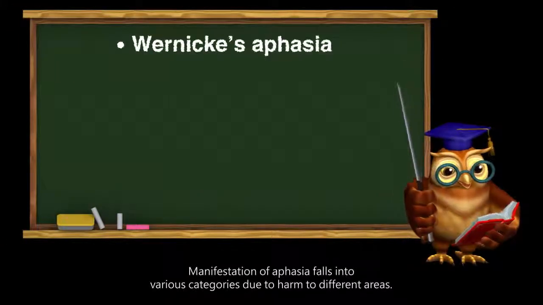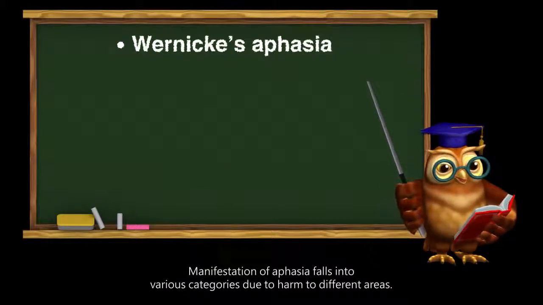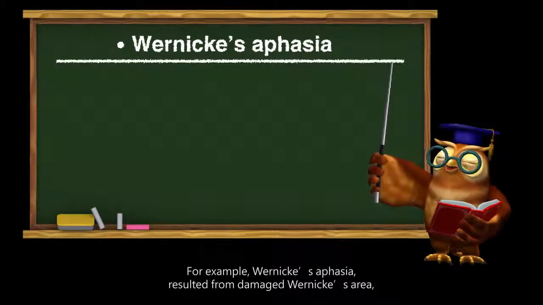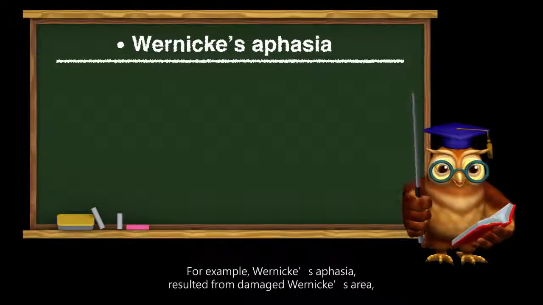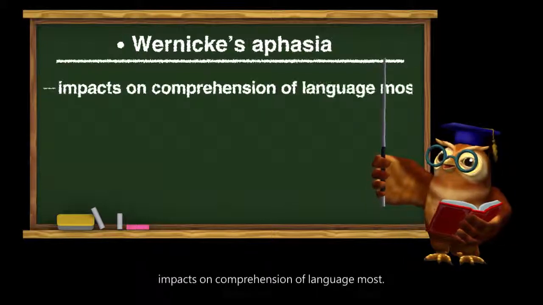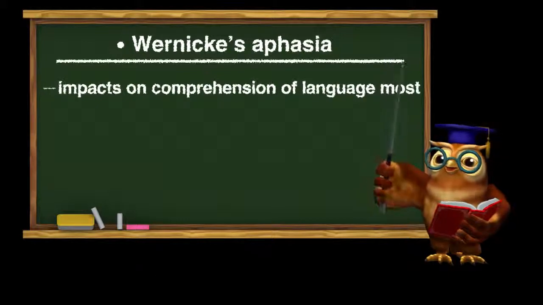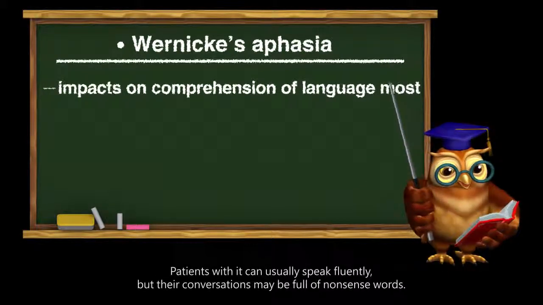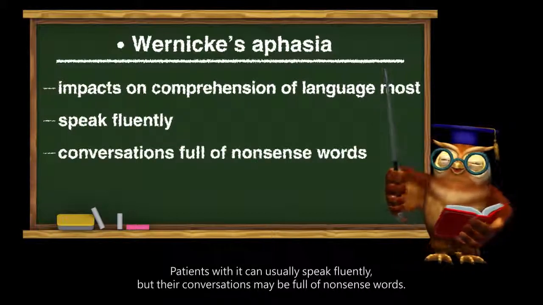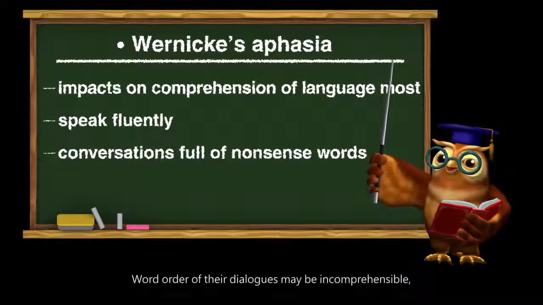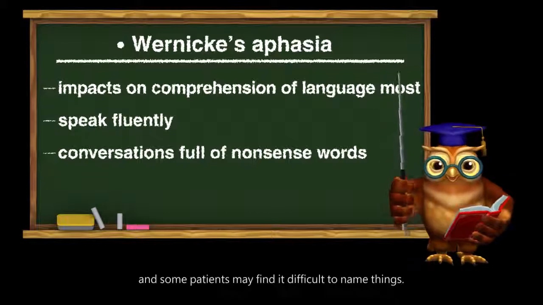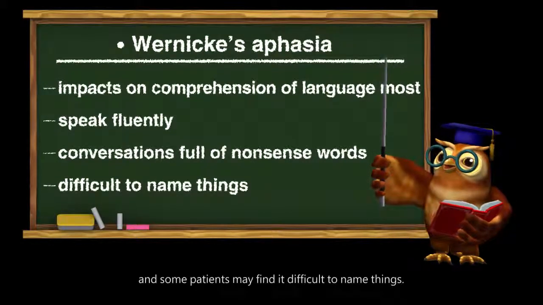Manifestation of aphasia falls into various categories due to harm to different areas. For example, Wernicke's aphasia, resulting from damaged Wernicke's area, impacts comprehension of language most. Patients with it can usually speak fluently, but their conversations may be full of nonsense words. Word order of their dialogues may be incomprehensible, and some patients may find it difficult to name things.